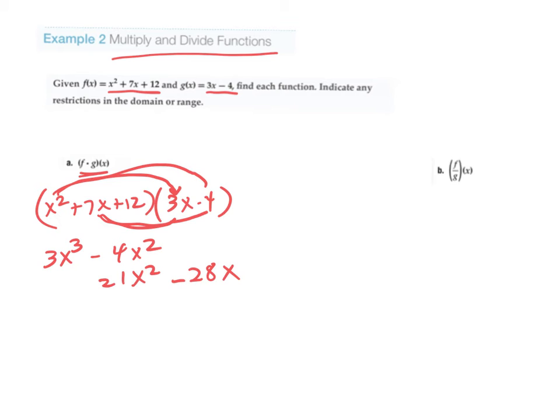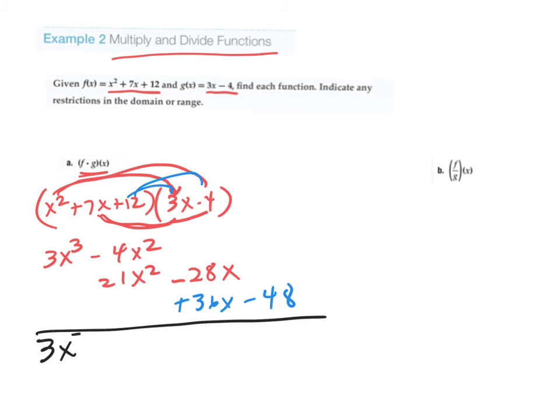And then I'm going to go to my 12, and I'm going to do it in another color. 12 times 3x is 36x. And 12 times negative 4 is a minus 48. So all I did was line up all the like terms after I'd done multiplying, so I can just add like terms. So 3x squared, or cubed, I mean.